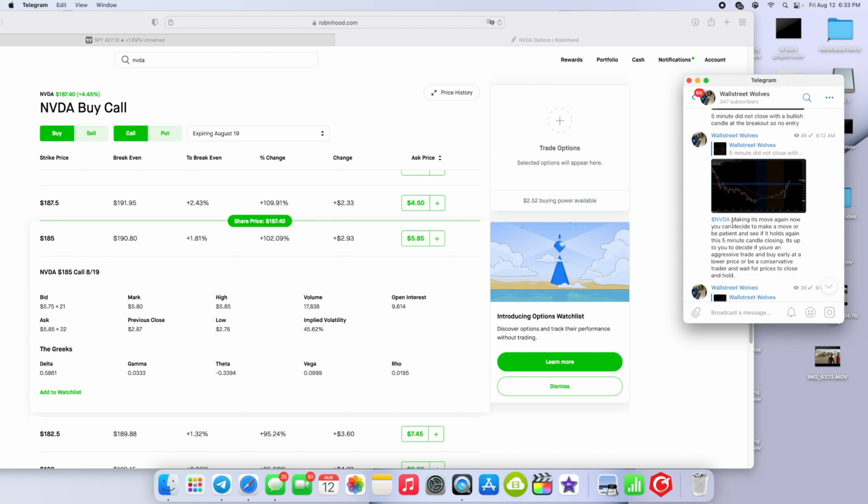And then a couple seconds, minutes later, we alerted that NVDA making a move again. Be patient and see if it holds again. This 5-minute candle closing. It's up to you to decide if you want to be an aggressive trader and buy early, or be a conservative trader and wait for prices to close above.